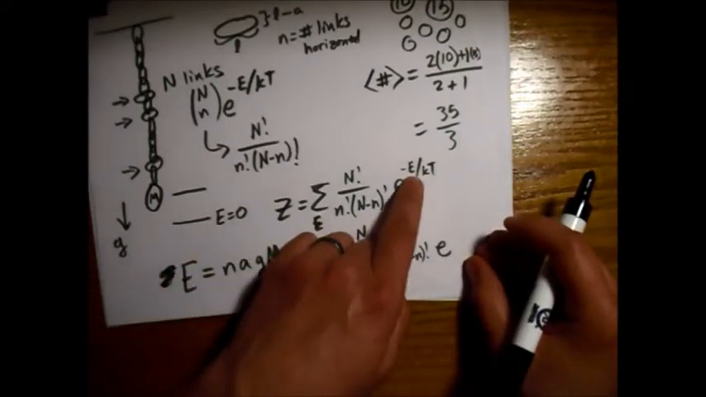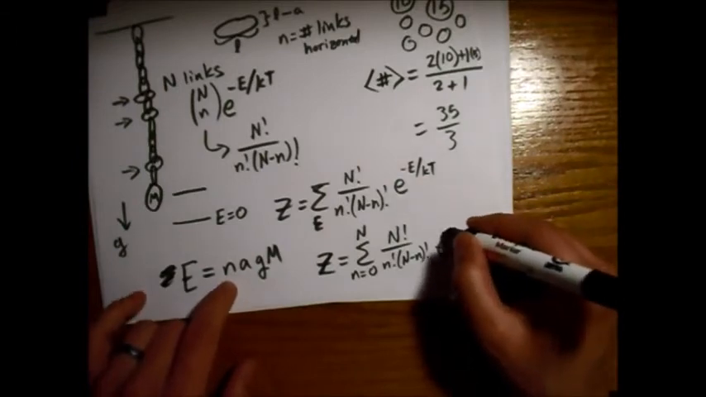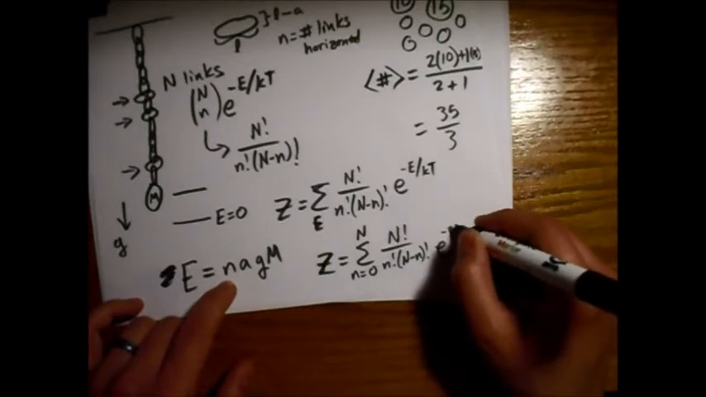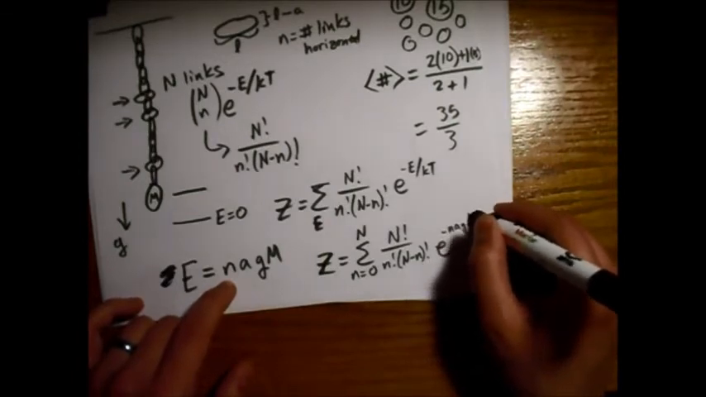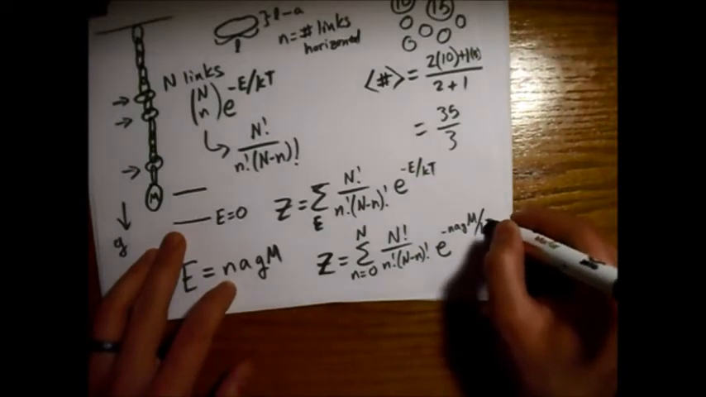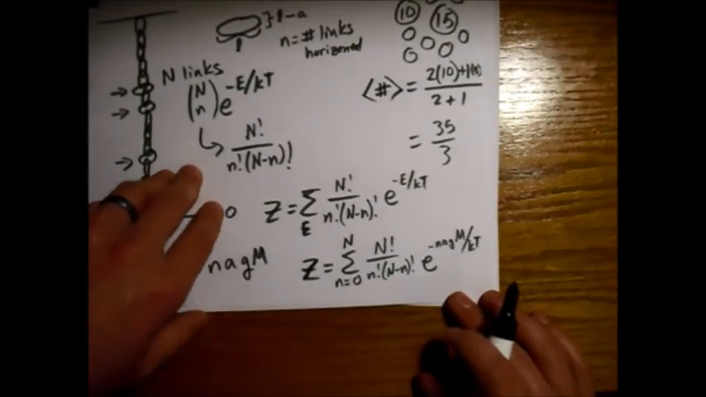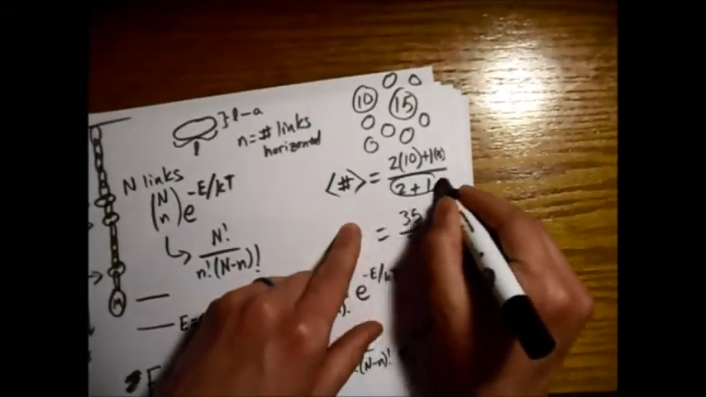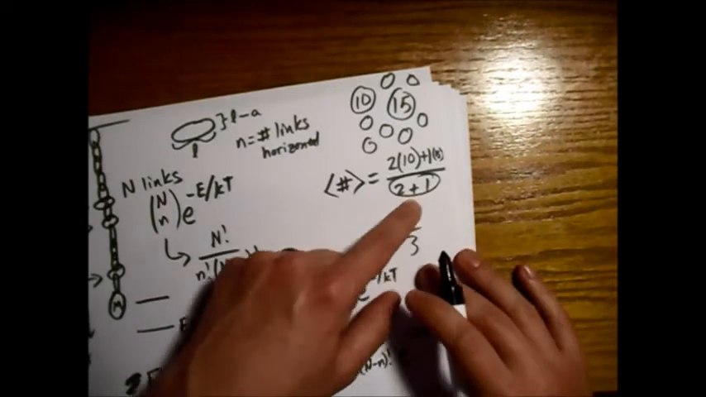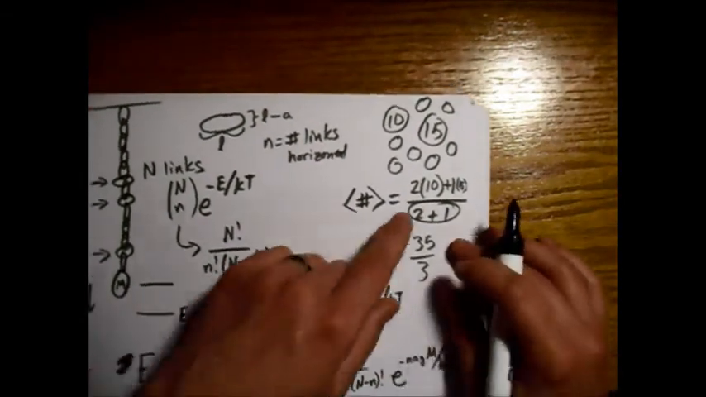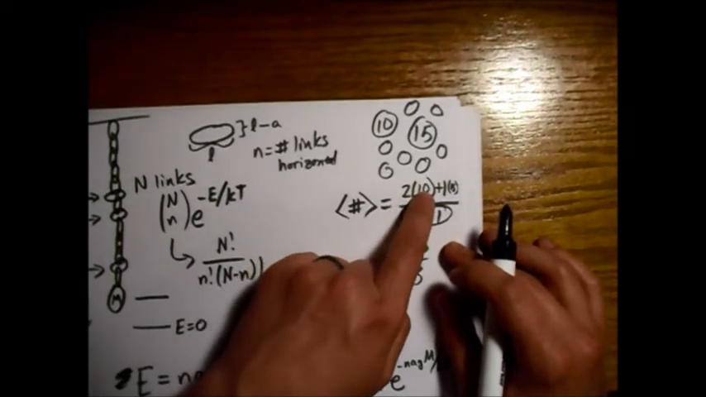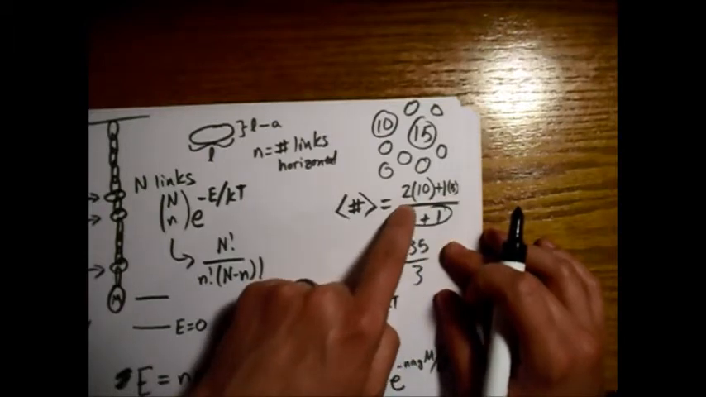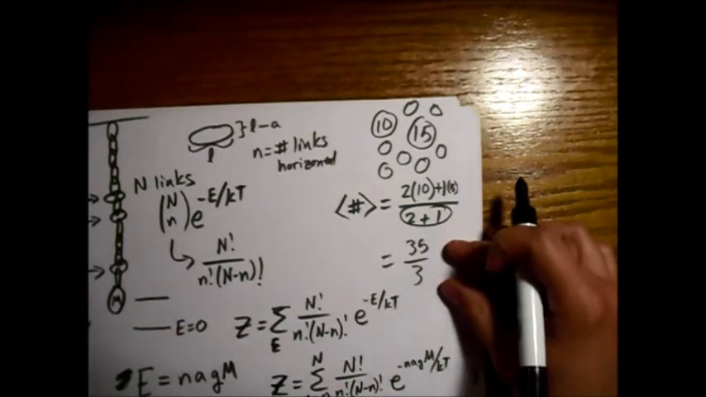Okay, so now we're going to put in this E here, which is minus n a g big M divided by kT. Alright, so now we know our partition function, now we know how to normalize our probability. So now we need to just make a sum of what the values are multiplied by these weighting factors and then just divide by Z here.